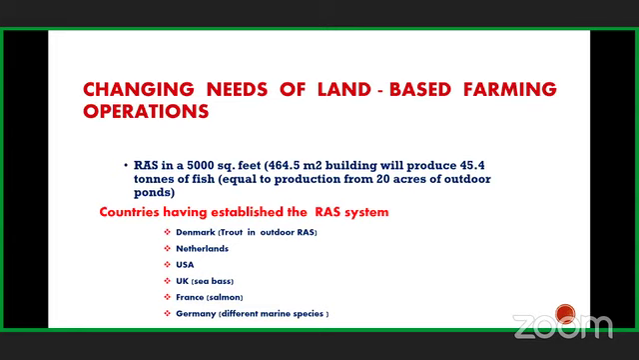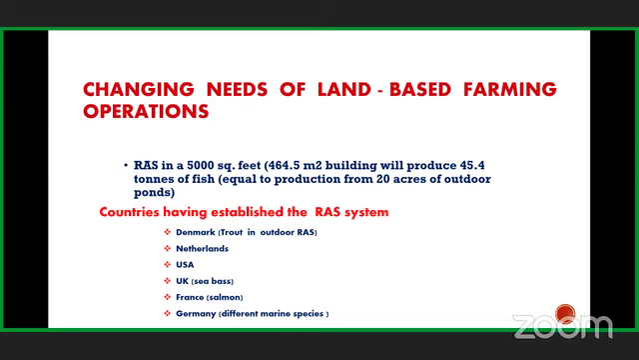What I told is that to achieve around 45 tons of fish production, you need around 20 acres of outdoor pond area. In comparison, you need just 5,000 square feet of area to achieve the same production. So you can understand that we can achieve such high production in a short duration.